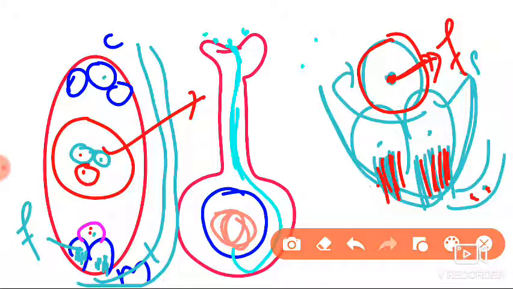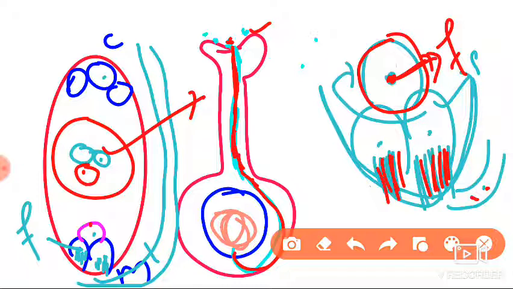Two times fertilization occurs, so we call it double fertilization. Twice fertilization is going to happen, so we call it double fertilization. Okay students, it is very simple. Double fertilization, please remember, it is very important.